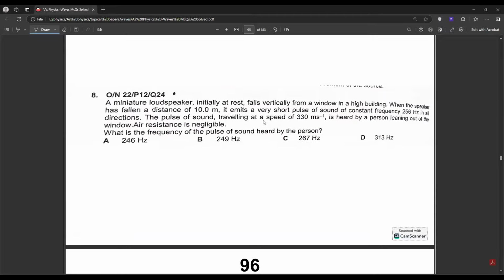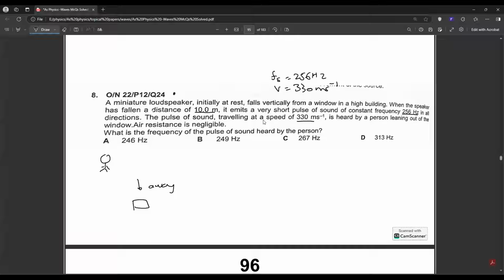Let's see this. A miniature loudspeaker initially at rest falls vertically from a window in a high building. When the speaker has fallen a distance of 10 meters, it emits a very short pulse of sound of constant frequency, 256 hertz. So your frequency of sound is 256 hertz, in all directions. The velocity of sound is also given to you, that is 330 m/s. The pulse is heard by a person leaning out of the window. So if you are leaning out of the window here and the loudspeaker is falling, the loudspeaker is moving away from you.